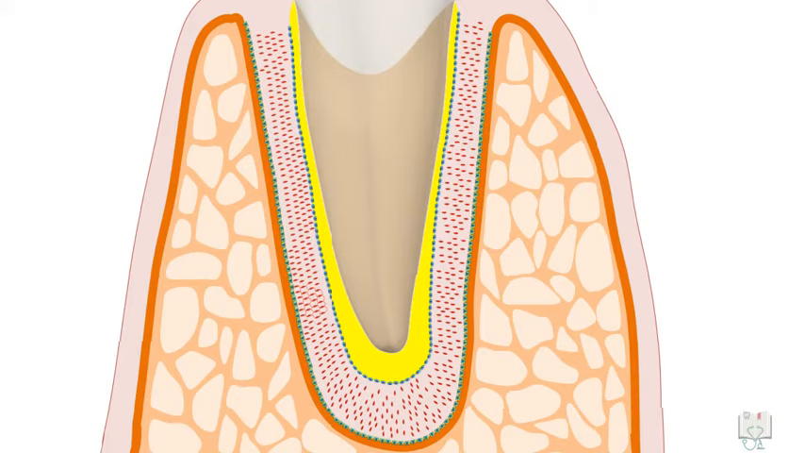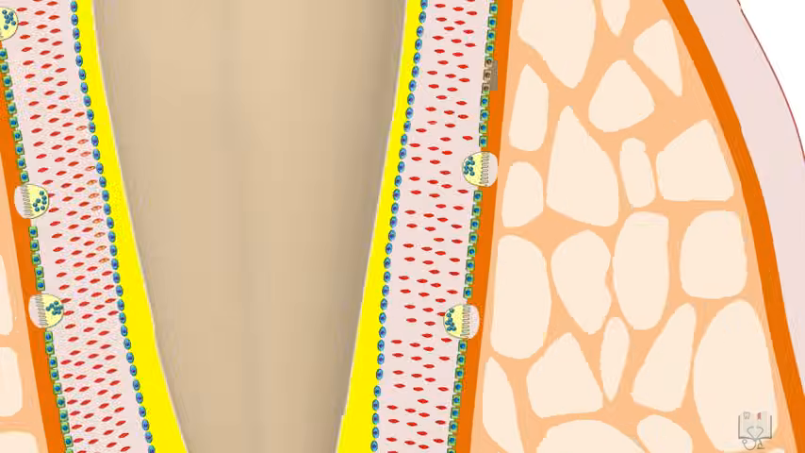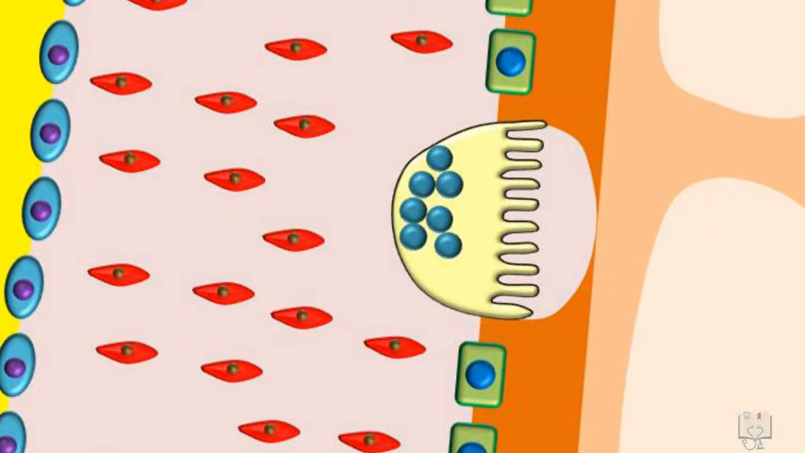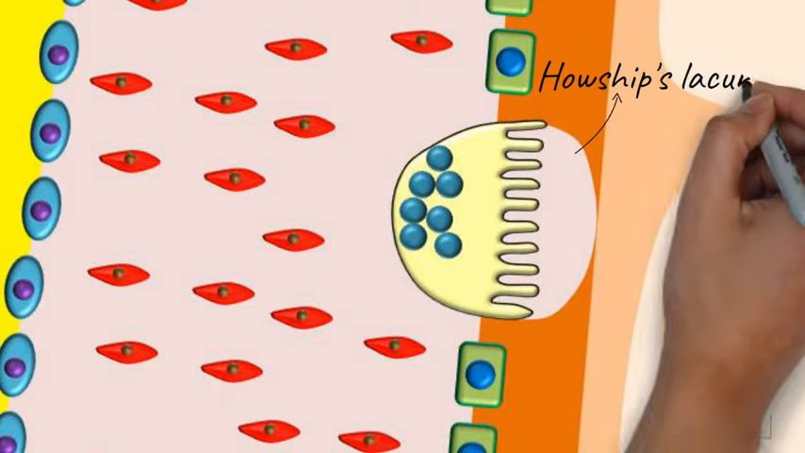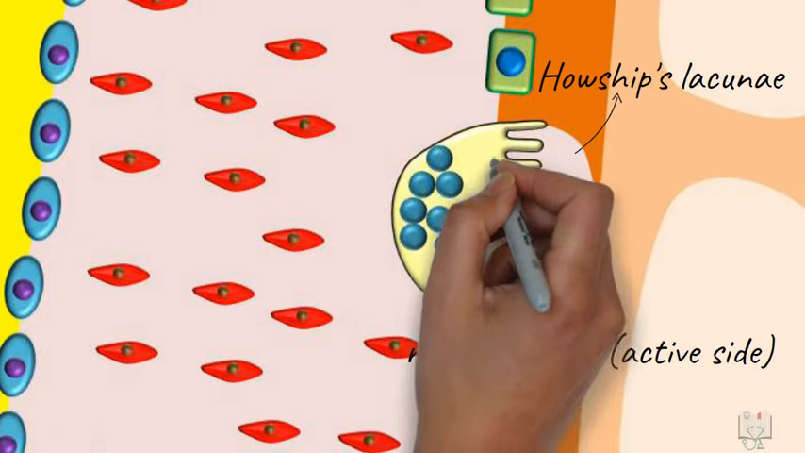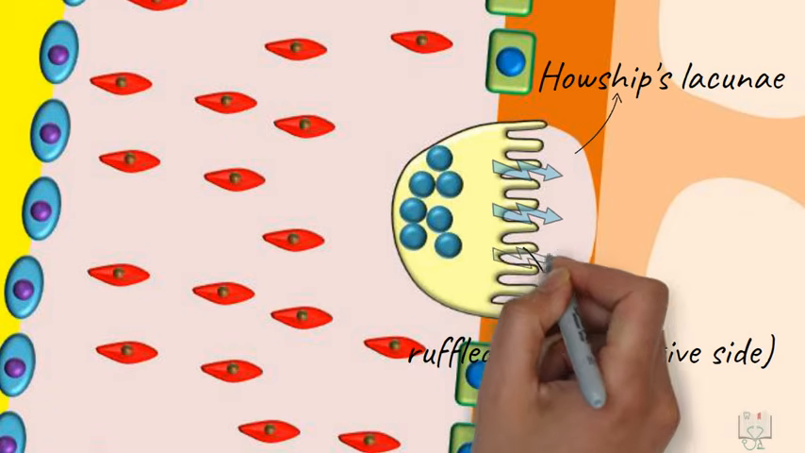In the periodontium, they are present on the surface of alveolar bone proper. They are large multinucleated cells located in small concavities called Howship's lacunae. They have ruffled border which releases enzymes and hydrogen ions towards the bone for bone resorption.